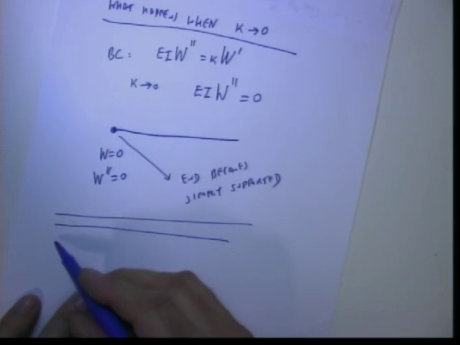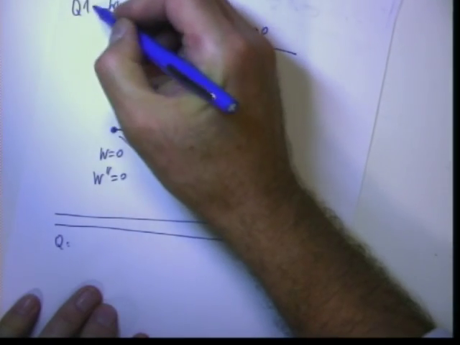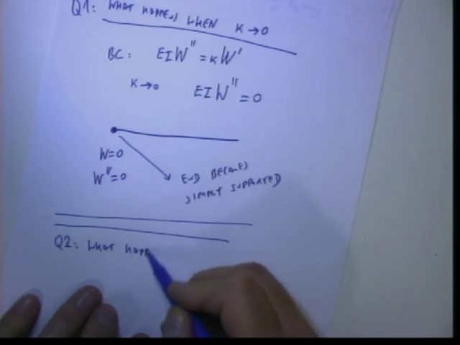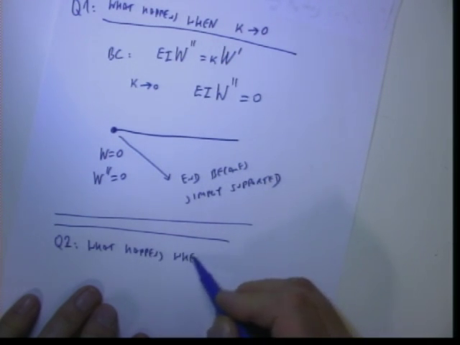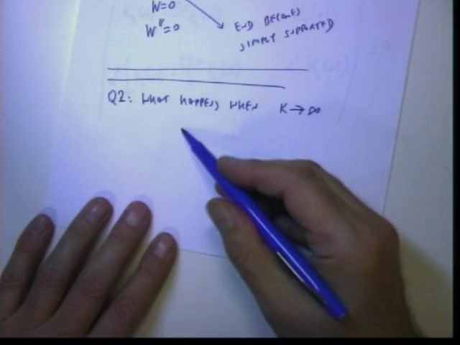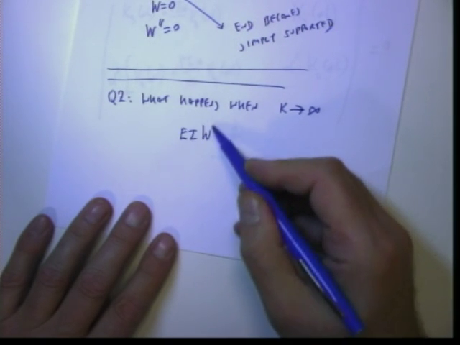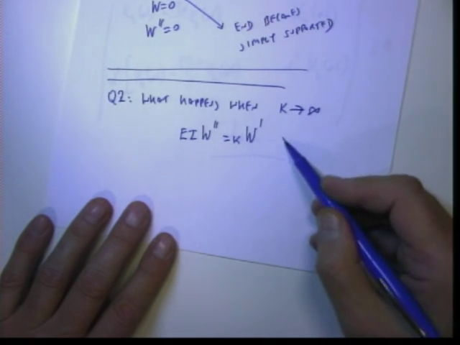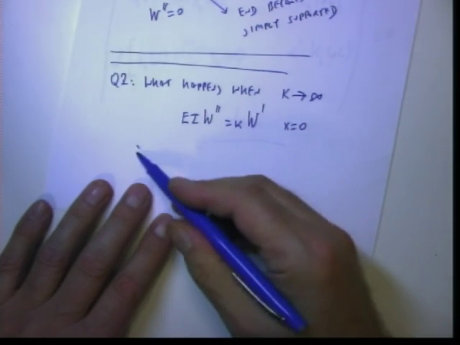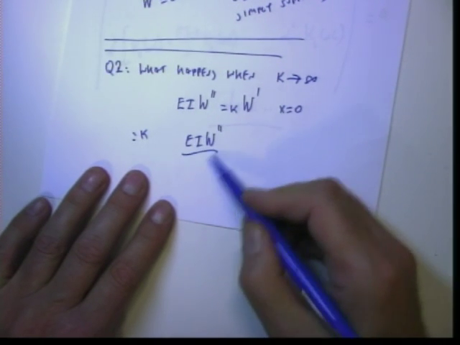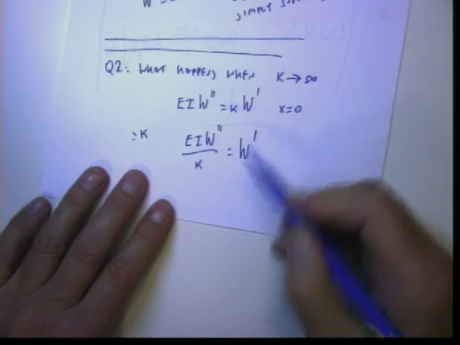Now another question I asked, question one and question two: what happens when k goes to infinity? Also easy to answer. Look, please. EI W second derivative equals k W prime at x equals 0. So let us divide by k both sides. We will get EI W second derivative over k equals W prime.